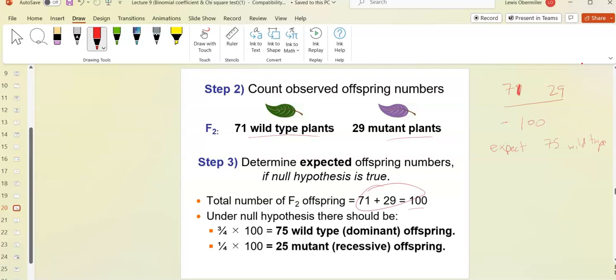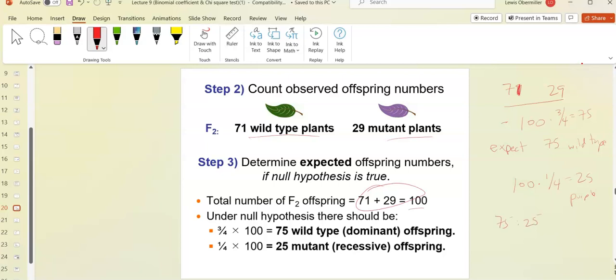And how did I calculate that? Well, we have 100 plants, and based on Mendel's 3-to-1 ratio, we would expect 3/4 of them, which is 75. Then purple would be 1/4, remembering the 3-to-1 ratio, so that would be 25, our mutants. So this is our expected: 75 and 25 plants.